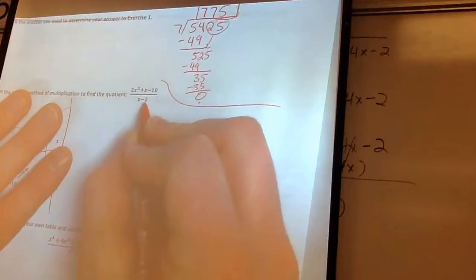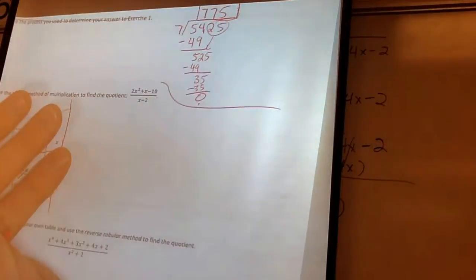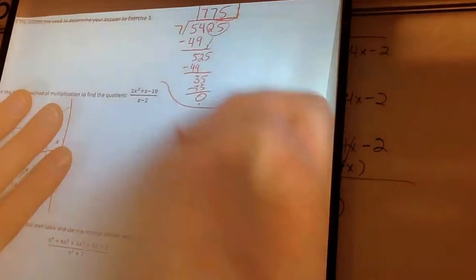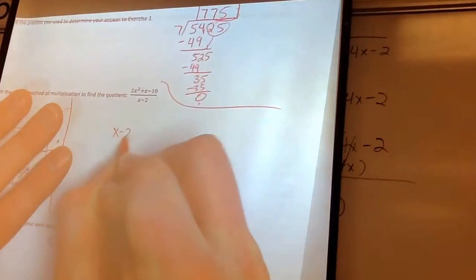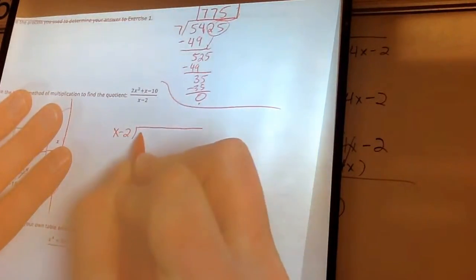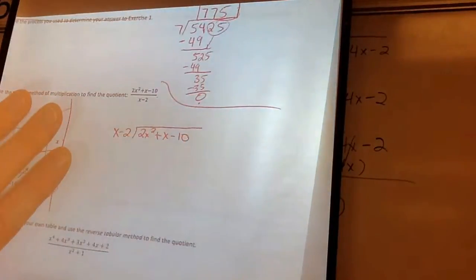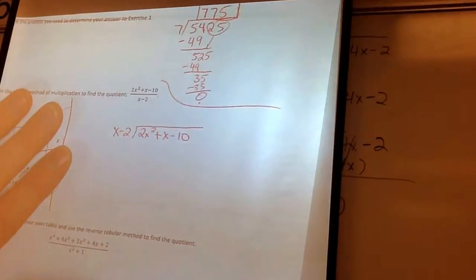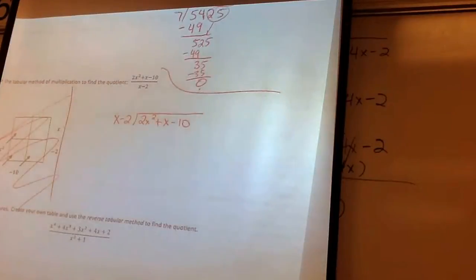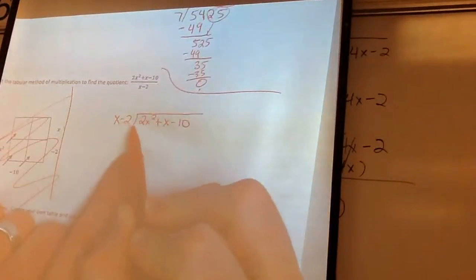So which one goes on the outside? The x minus 2. Yeah, the bottom one. So it'd be x minus 2 on the outside. And then on the inside you do 2x squared plus x minus 10. So rather than thinking 'go into,' we're going to think a little differently here. And it's going to be the same process.